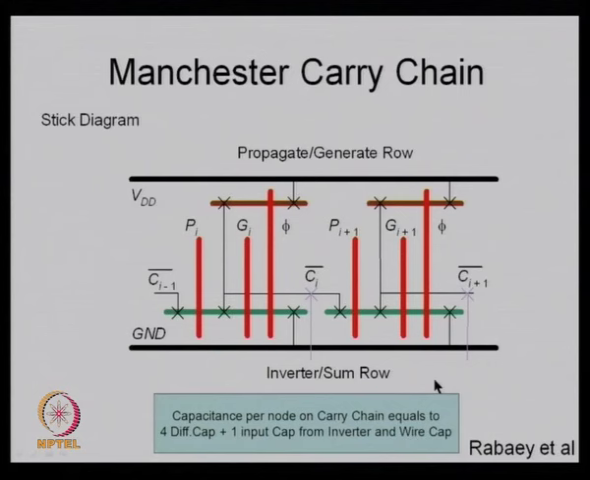Typically, the layout of such a carry chain is shown here. Please remember again and again, I say capacitance per node on the carry chain is equal to 4 diffusion capacitances, 1 input capacitance from the inverter and wire capacitances. So, if you wish to speed up, the first thing you should try is to go to a technology in which the net capacitance of this is much smaller. Increase the size of transistors so that the R is minimized, but by increasing the size of a transistor, essentially you are giving up area. And since you are giving a larger area, larger W by L will produce larger currents and therefore, larger powers.